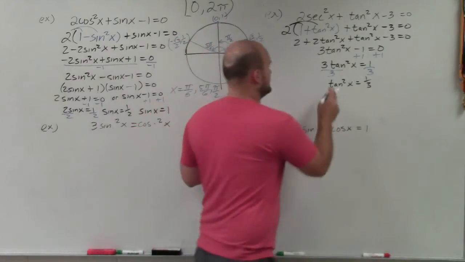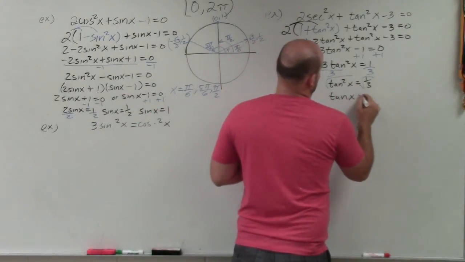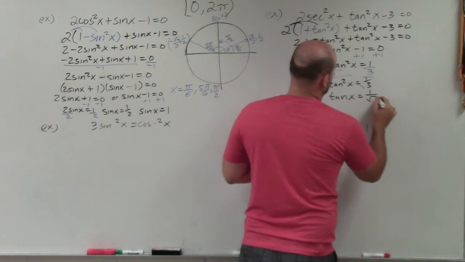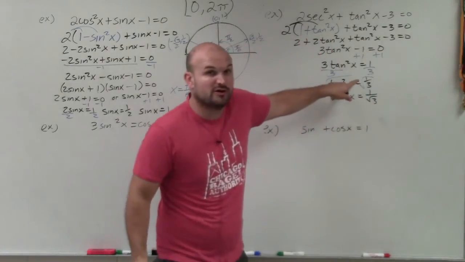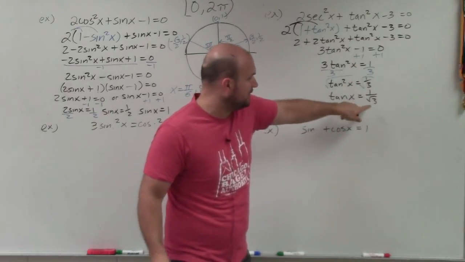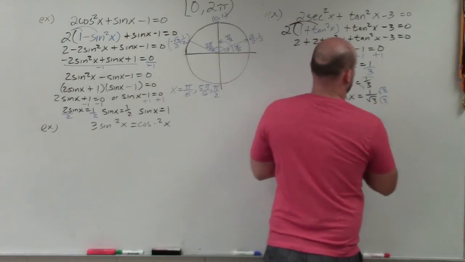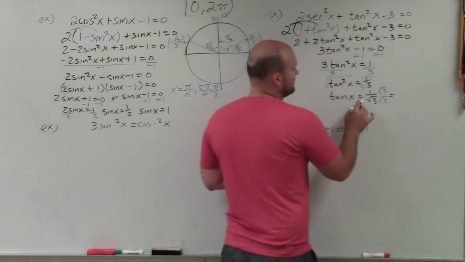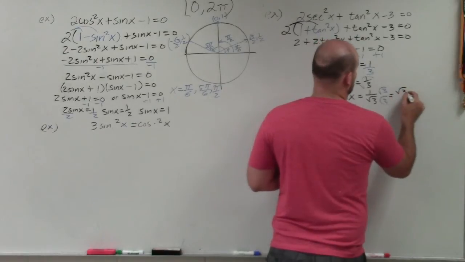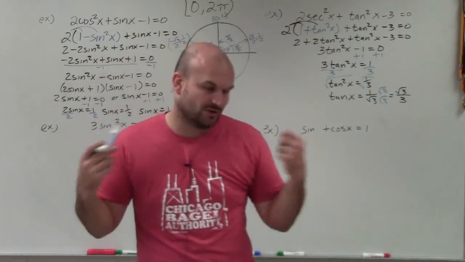Again, to solve for tangent, take the square root of both sides, and I get tangent of x equals 1 over the square root of 3. You can break up the square root of 1/3 as the square root of 1 divided by the square root of 3. The square root of 1 is 1. But now I need to rationalize the denominator. So therefore, you can say that it's equal to 1 over the square root of 3, or it's also equal to the square root of 3 over 3. Because square root of 3 times square root of 3 is square root of 9. Square root of 9 is 3.